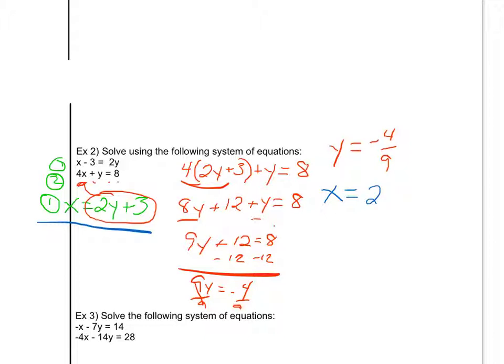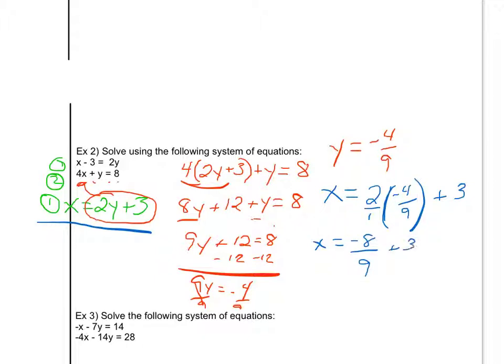I get 2 times y. I just figured out that y is negative 4/9. I am going to put negative 4/9 in parentheses to show multiplication so I don't get confused and think it's subtract. Plus 3. I am very comfortable with fractions, so I know that I do not need a common denominator to multiply, and I just multiply straight across. 2 times negative 4 is negative 8. 1 times 9 is 9.